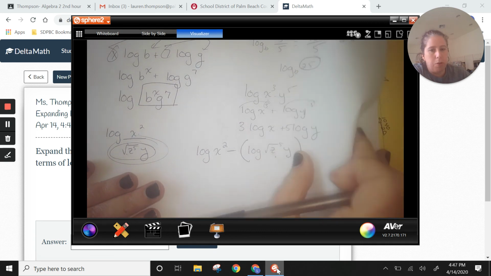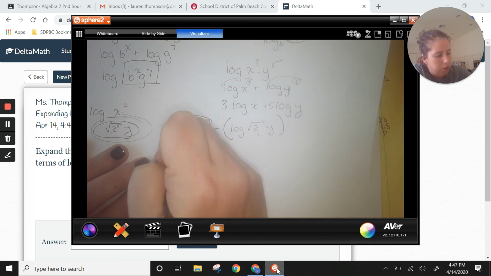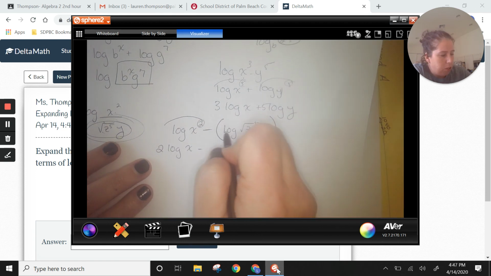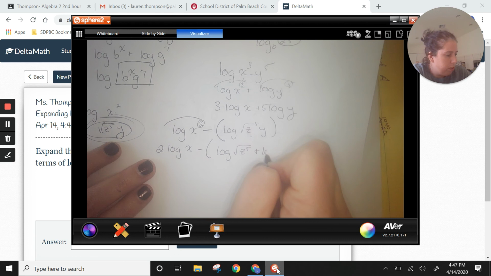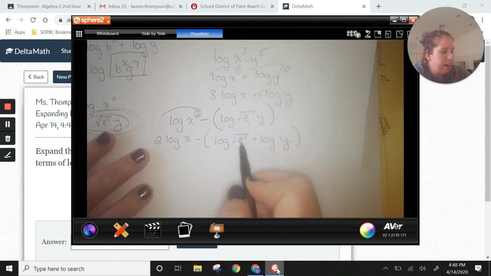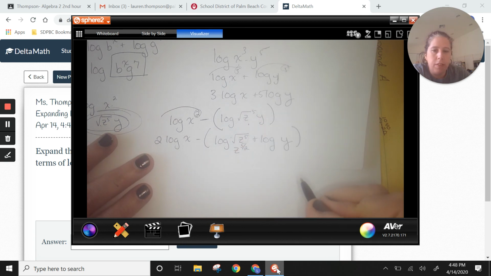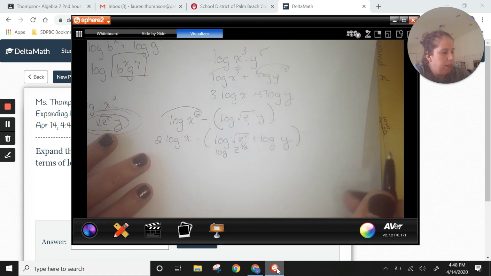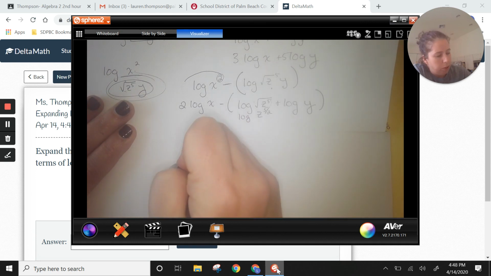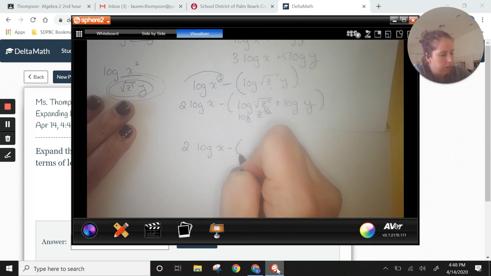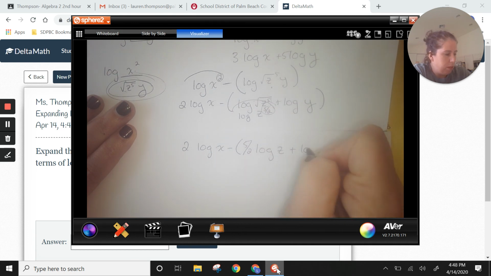Okay, so now I'm going to break this apart. So I got log x squared, I'm going to drop that down too while I'm there. Minus, I'm going to split these. So log square root of z to the 5th plus log y. Now, remember, power over root. So this is really z to the 5/2 power. And now we're just going to drop it down. So we got 2 log x minus parentheses. Drop the 5/2 down. So 5 over 2 log z plus log y.